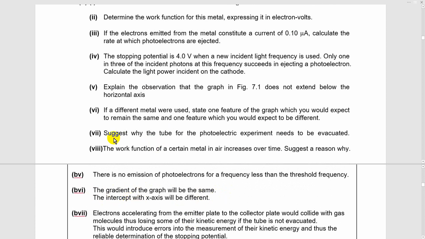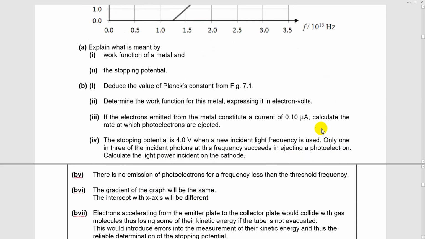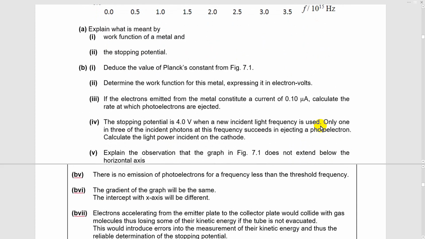B part 7 suggests something that you probably did not read in the lecture notes, so they ask you to guess on the spot why the tube in this experiment needs to be evacuated. Evacuated means there's a vacuum inside, no gas, no air inside the tube. So why do they want no gas or no air inside the tube? What happens in the tube?